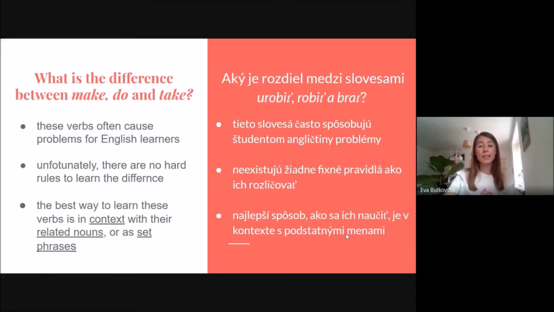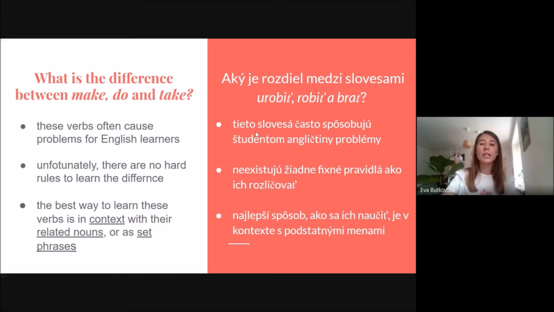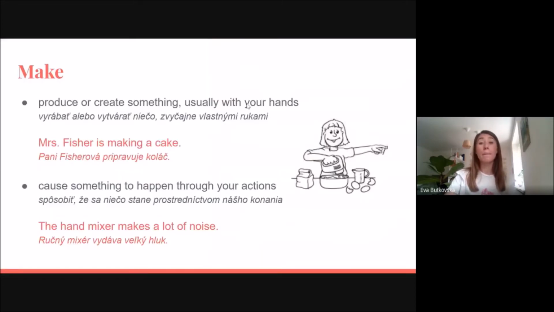So what is the difference between make, do, and take? These verbs often cause problems for English learners because there are no hard rules or definite rules for when to use which verb. The best way and the only way to learn these verbs properly is in context. So with the nouns they go with, or the words they go with. So let's start with verb make.